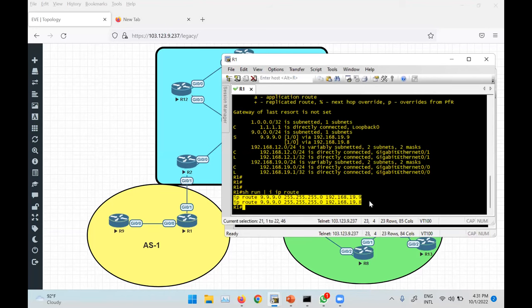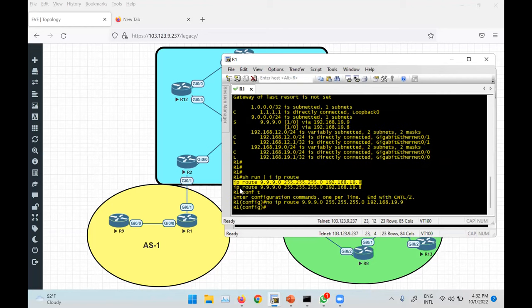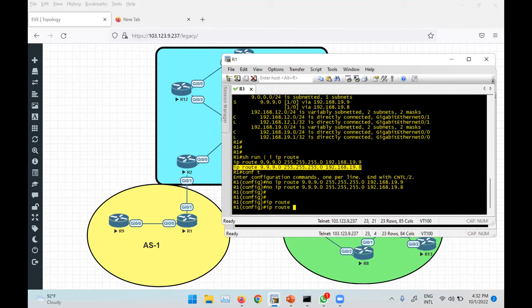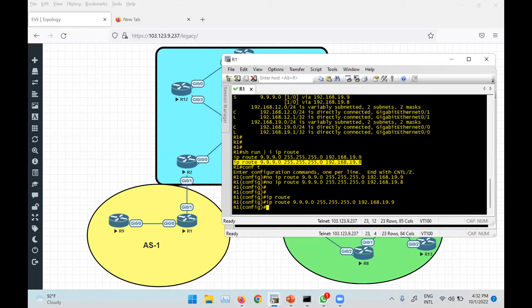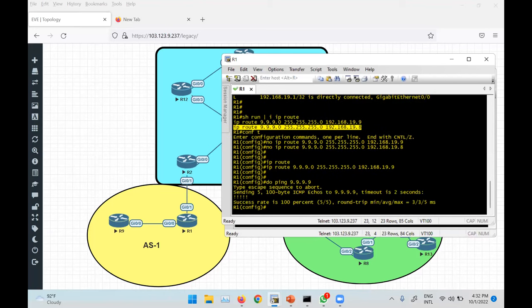So first we will have to remove all those things. For removing, no ip route 9 and also no this one. Now we are adding another route, ip route for which network? 9 network, right? Yes. 9.9.9.0, and the subnet mask is 255.255.255.0. And the next hop address is 192.168.19.9. Yes. If you now ping 9.9.9.9, you are getting a ping. Yes.